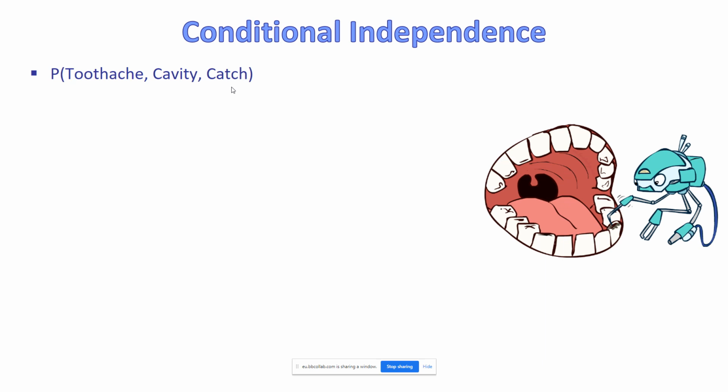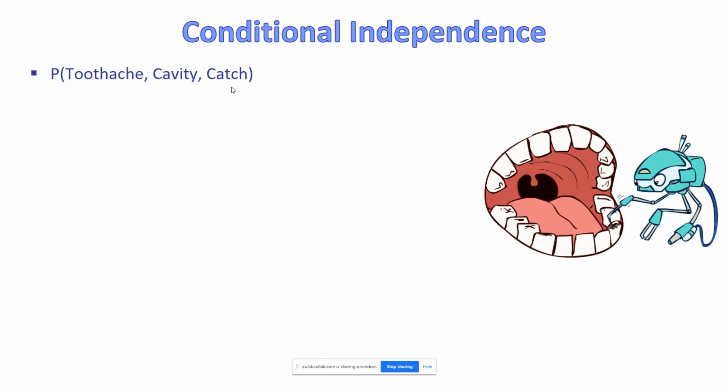Okay, so I think we all agree that we cannot claim any independence here. There is no absolute independence. Now, let's assume that I told you that I have a cavity. So cavity is positive here. There is a cavity.